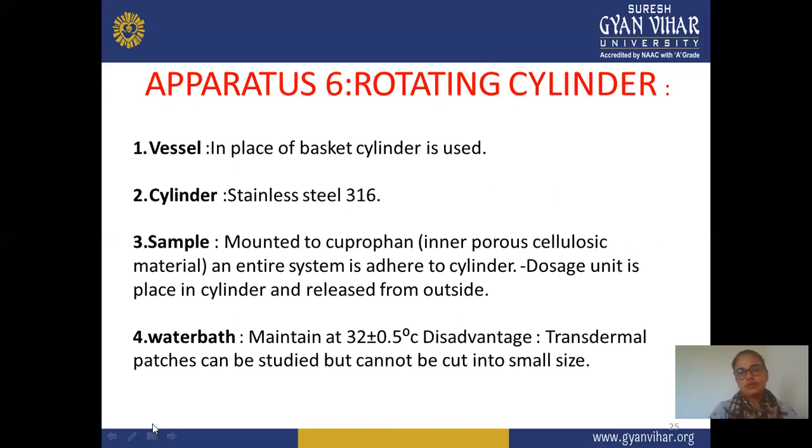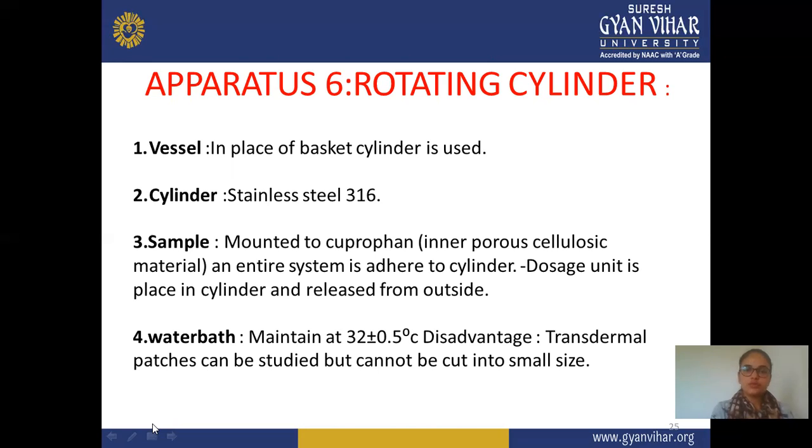Next is apparatus 6, that is the rotating cylinder. USP apparatus 6 is also known as the rotating cylinder. In this vessel, a cylinder is used in place of a basket. Means in the previous one we used a basket, but here a cylinder is used in place of the basket. And the cylinder is mainly made up of stainless steel 316. This is also made up of stainless steel.